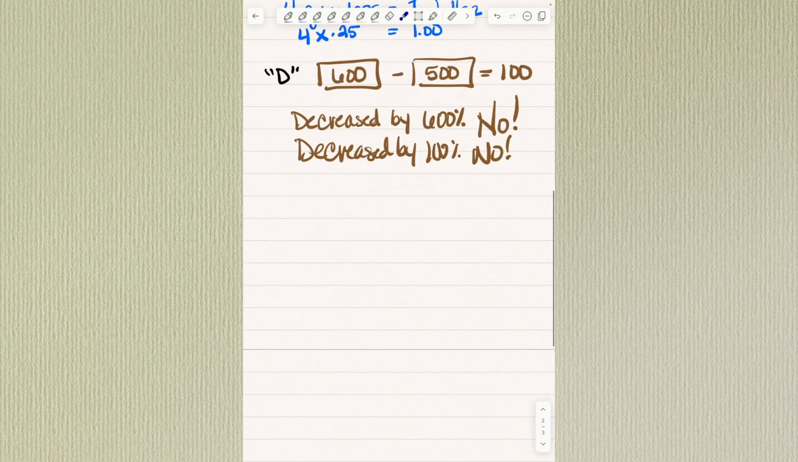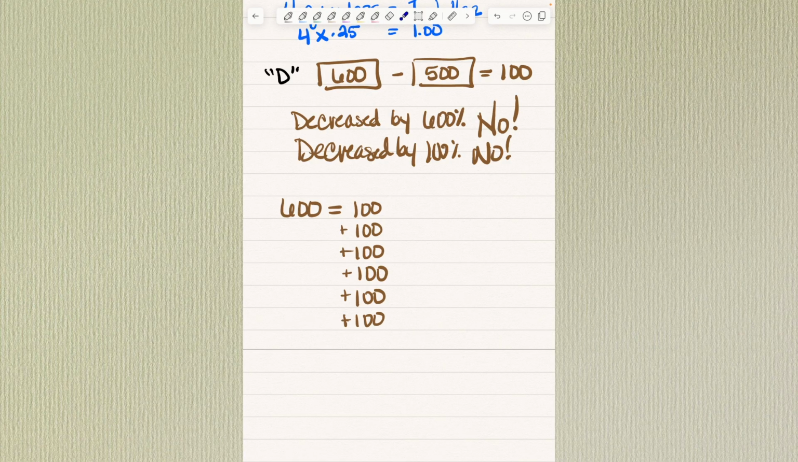So how many 100s? Let's do it this way, this will be easier. That's 100, plus 100, plus 100, plus 100, plus 100, 1, 2, 3, 4, 5, plus 100. Do you agree that 6 100s gives you 600? Yep. That's 100, 200, 300, 400, 500, 600. There's 6 of these. 6 100s make up a full 600. So that means each of these represents 1 out of 6.